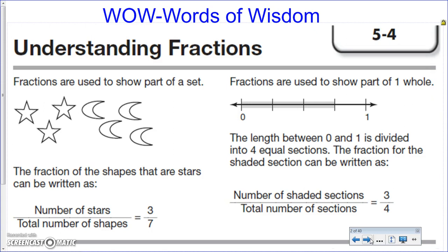You can also show fractions to show part of a whole on a number line, as shown to the right here. They divided the number line into 4 equal sections, so we know we're working with fourths. The fraction for the shaded section can be written as 3/4 because 3 of the 4 sections are shaded in.